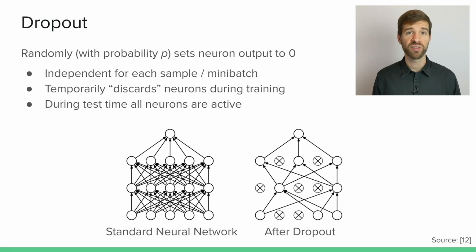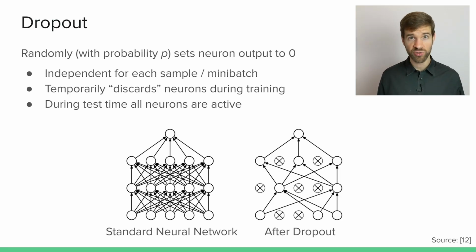Dropout is a very common regularization strategy that I think lost a bit of popularity over the last few years. However, you can still find it in quite a few networks. What it does is that you have your network, and with a certain probability p, you set the neuron's output to zero. Regardless of what you feed into that neuron, it just produces no output. It's independent for each sample or for each mini batch what neurons are disabled for that pass.